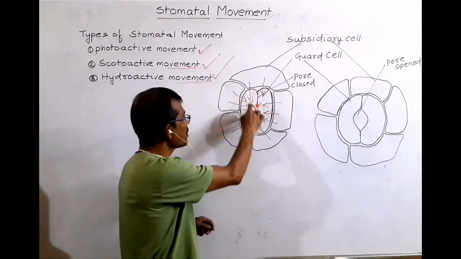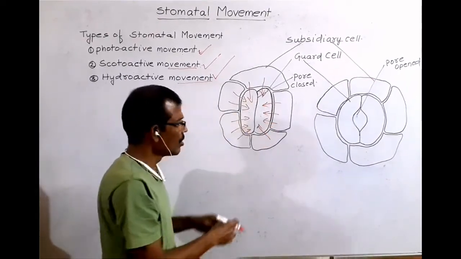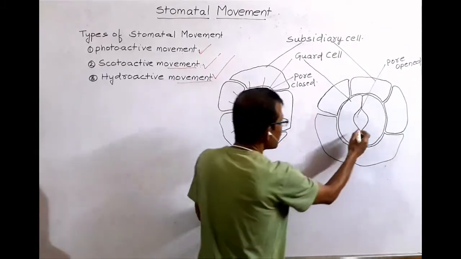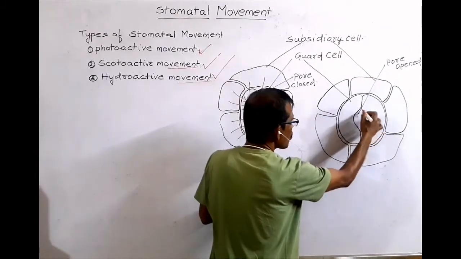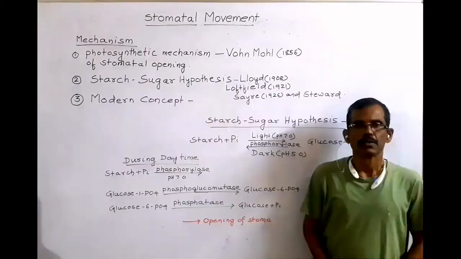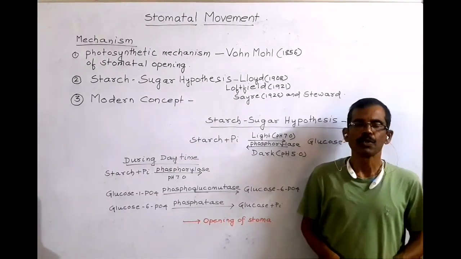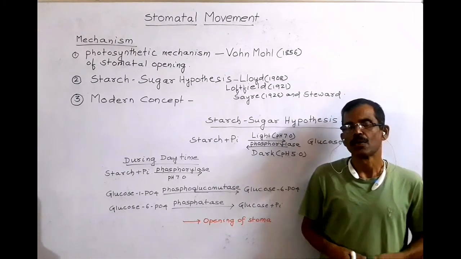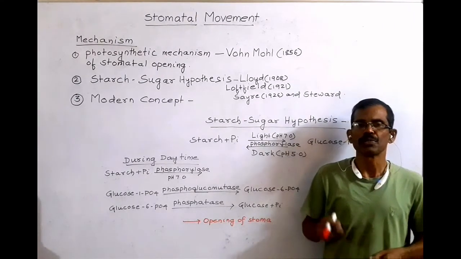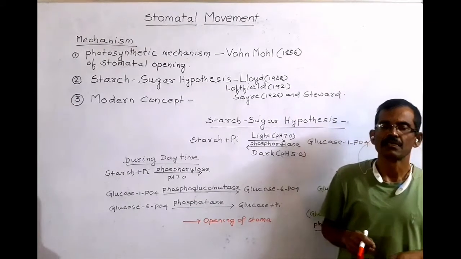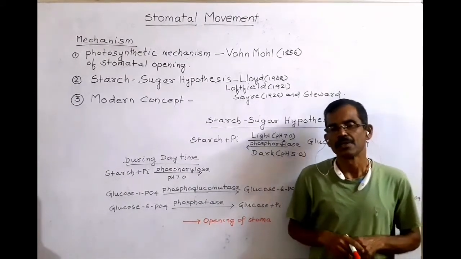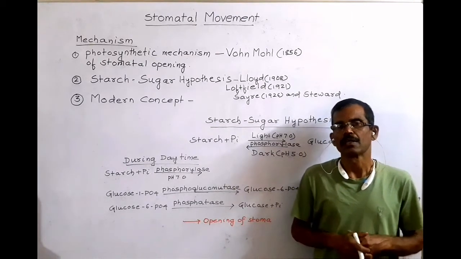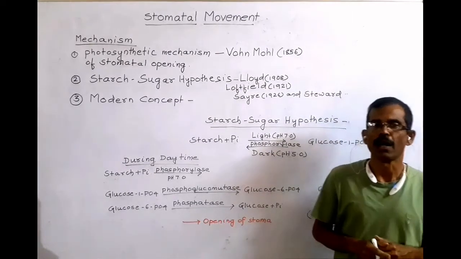Such an increase in the volume of guard cells forces them to curve outward, thereby creating this opening which is known as stomatal aperture. So, when the osmotic potential of guard cells decreases, water molecules diffuse into the guard cells from the surrounding cells. So, the guard cells become turgid, thereby causing the opening of stoma.